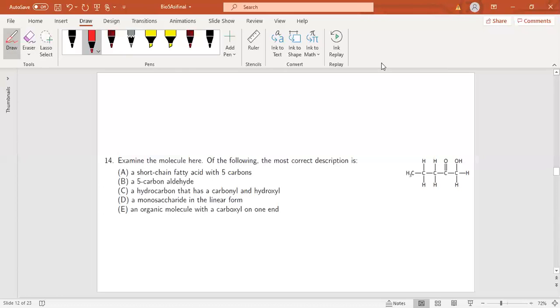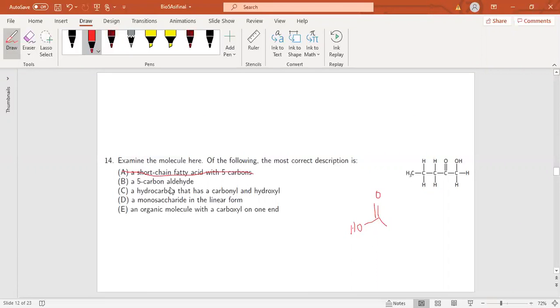So let's take a look at number 14. 14 is saying, examine the molecule here of the following, the most correct description is. So let's take a look at the molecule on the right. Answer choice A is saying a short chain fatty acid with 5 carbons. So for a fatty acid, we would want to see some sort of carboxylic acid group, which is a double bond O to an OH. And we don't really see that in this case. We see a ketone, right? Which is not the same thing as a fatty acid. So let's take that out.